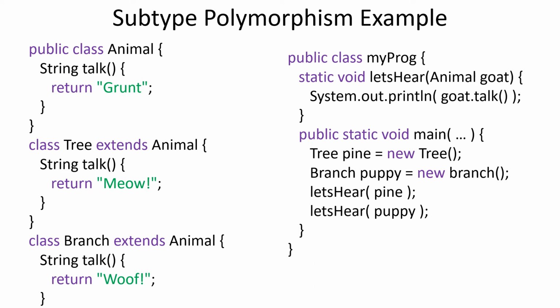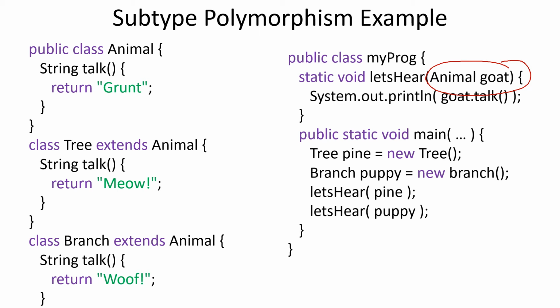So in this example, the program starts over here. We create a tree object and a branch object, and then we call the let's hear method, passing it the tree object. So it goes up to the let's hear method, and let's hear takes a parameter animal. Well, both tree and branch extend animal, so both pine and puppy, which are tree and branch objects, can be passed to the let's hear method because both tree and branch are animal objects. And then it calls goat.talk.